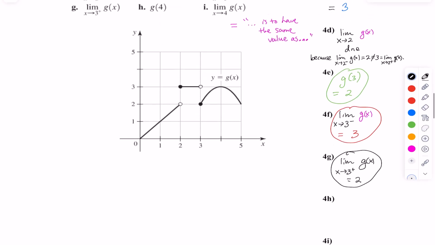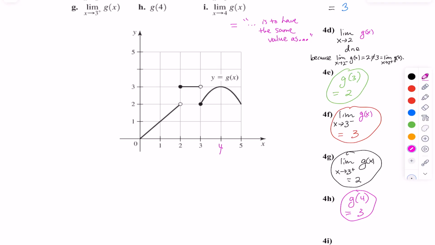For h, let's see what it says. We want g of 4, no problem. What is g of 4? The function value when x equals 4 is actually 3. It's weird how the 4 is missing. There it is.